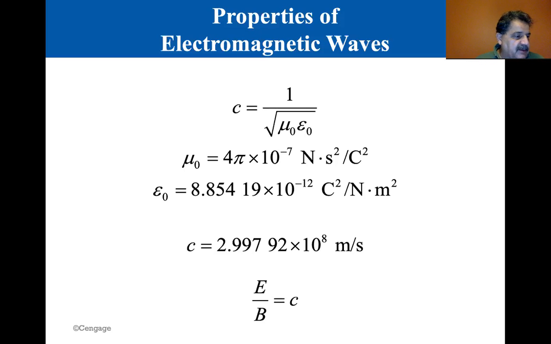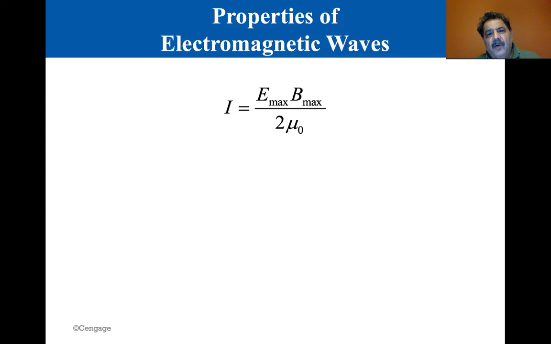Okay, let's go on to more properties of electromagnetic waves. Now we have I here that looks like current, but it's not current. It's intensity, the intensity I. The intensity I is equal to E max times B max divided by 2 mu sub 0.